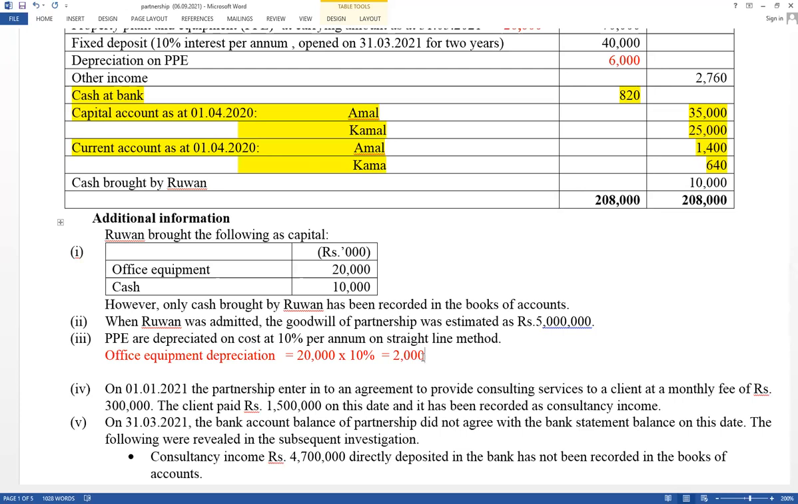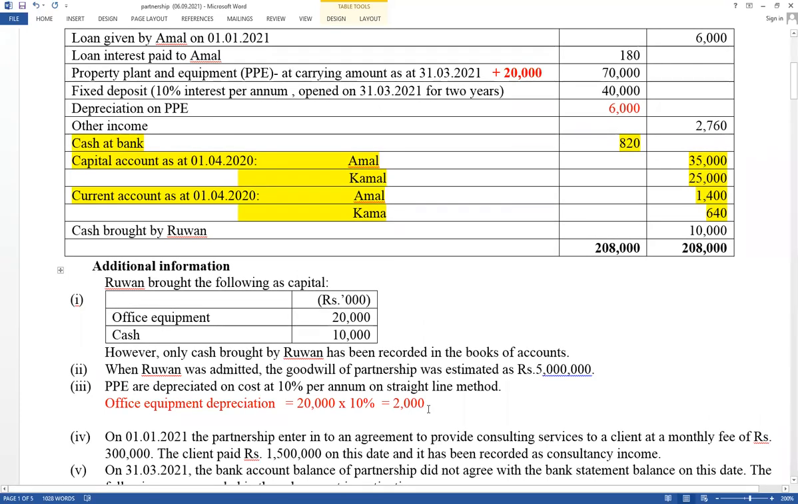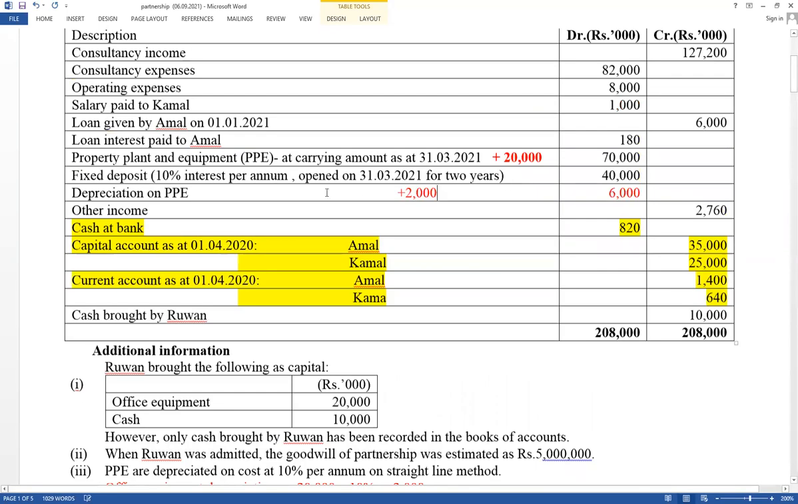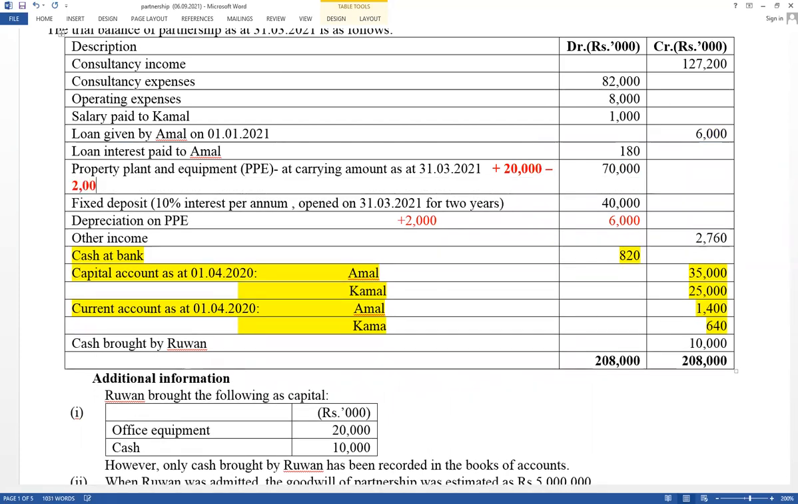Now, accumulated depreciation has not been given. Therefore, no need to prepare accumulated depreciation accounts. Given carrying amounts, it means annual depreciation is also recorded through the asset accounts. Therefore, this 2,000 should also be added to the depreciation expense. Therefore, depreciation expense is increased by 2,000. Depreciation expense account debit and property, plant and equipment account credit. Therefore, property, plant and equipment minus 2,000.